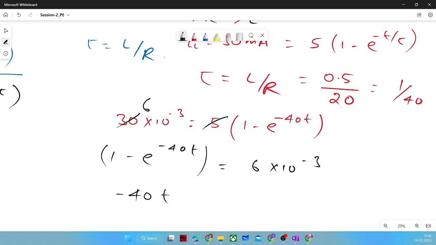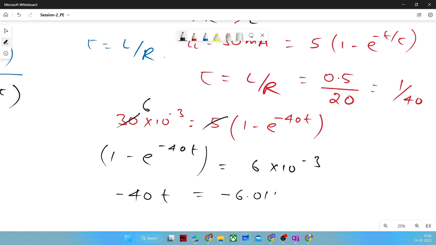What value will you get? If you take ln of e, it will be straight away 40t, and ln 1 would be 0. So 40t, and ln of 6 into 10 to the power minus 3 would come out to be minus 5.11.